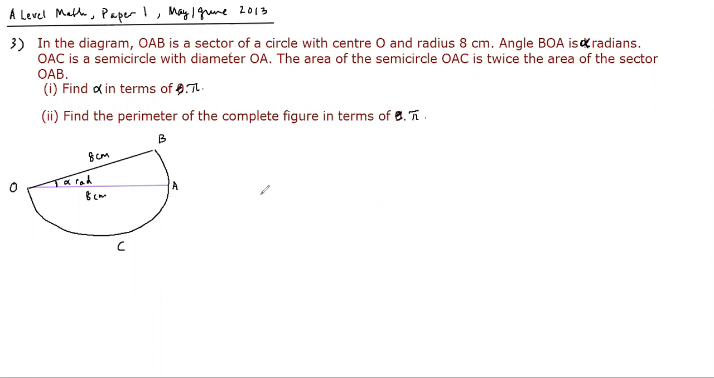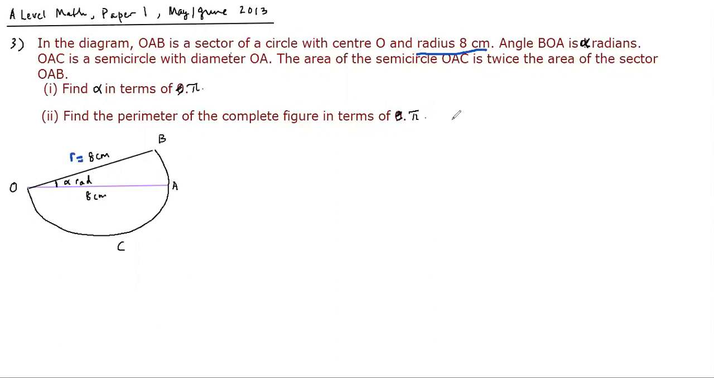This is A-level Math Paper 1 for year 2013. We look at question 3. You're given a diagram where OAB is a sector of a circle with center O and radius 8 centimeters. So we are looking at a radius of 8 centimeters. That gives you the radius of 8.